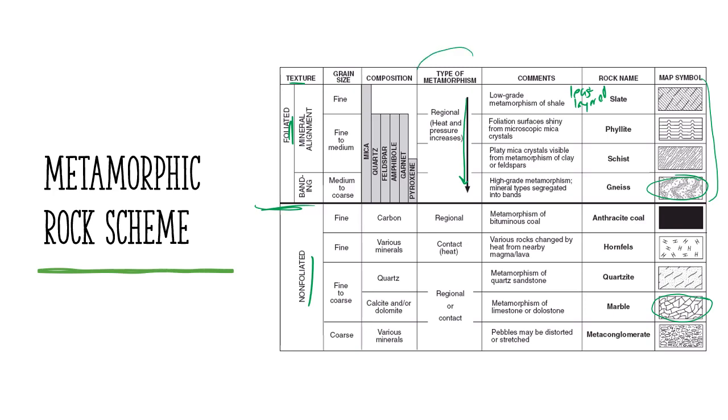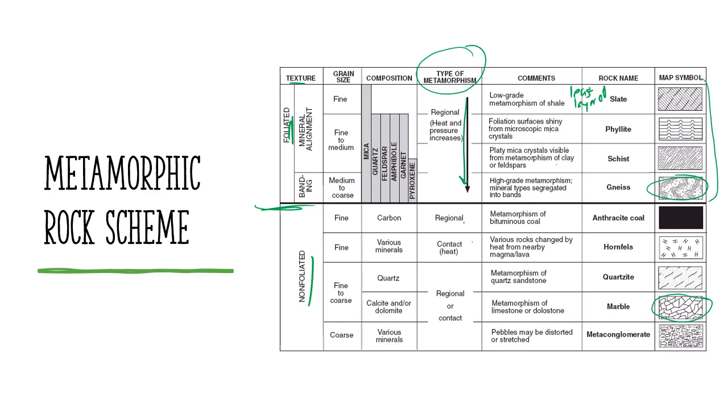Okay, it tells you in here type of metamorphism. You see all of these are regional. We have a regional for coal, contact, and it could be regional or contact for some of those other ones. Okay, and then it tells you some comments about each of the rocks, and then you have the rock name.